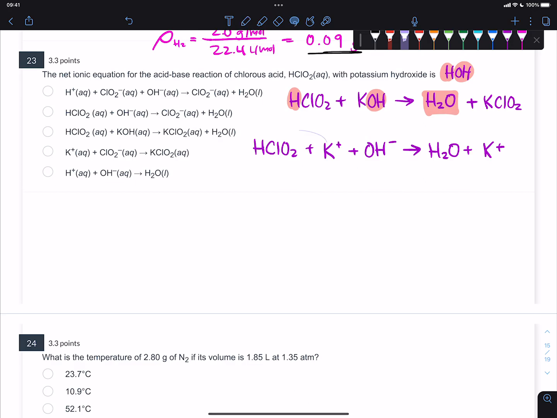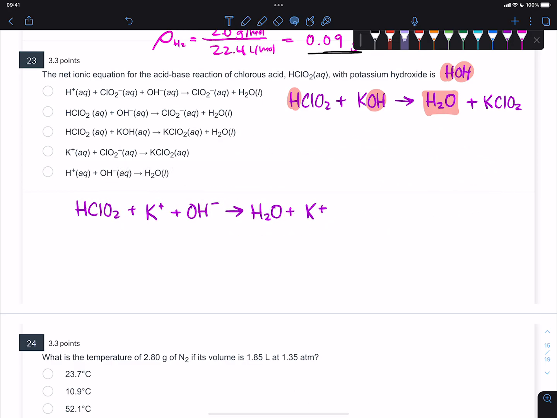It's going to be K plus, the potassium ion, plus the chlorite ion. And what is going to be the net equation? Cross out things that appear the same on both sides.